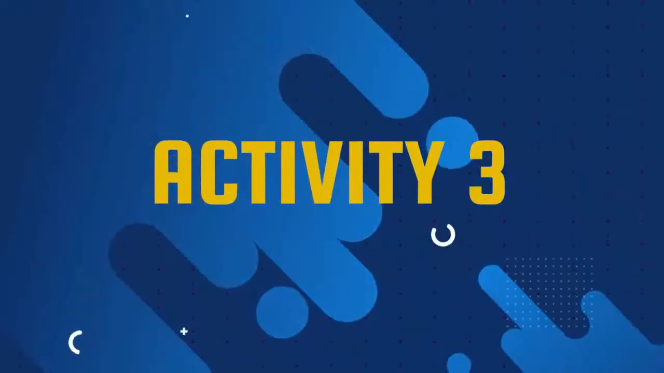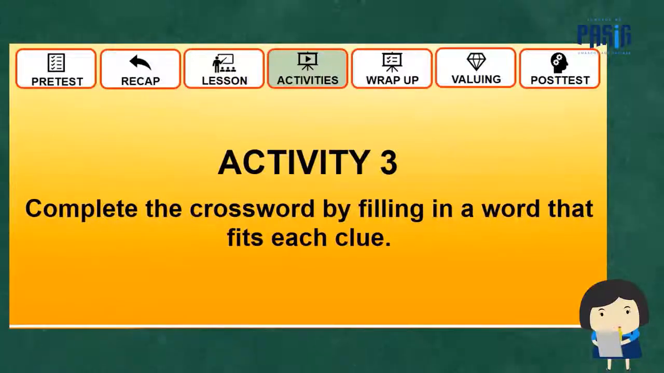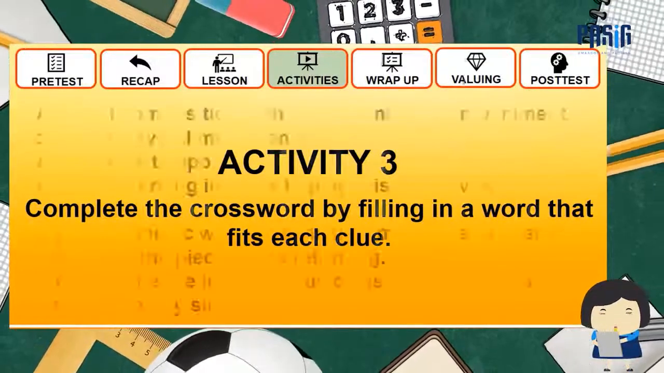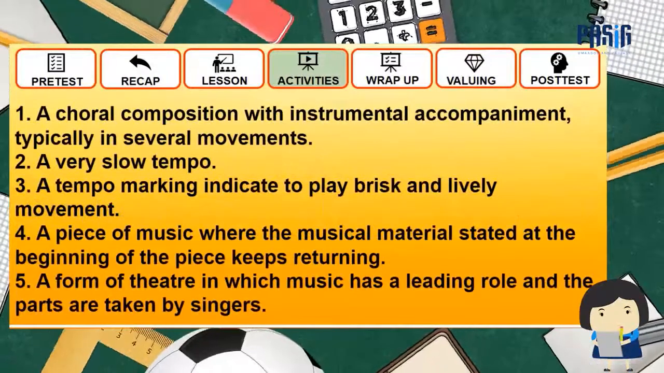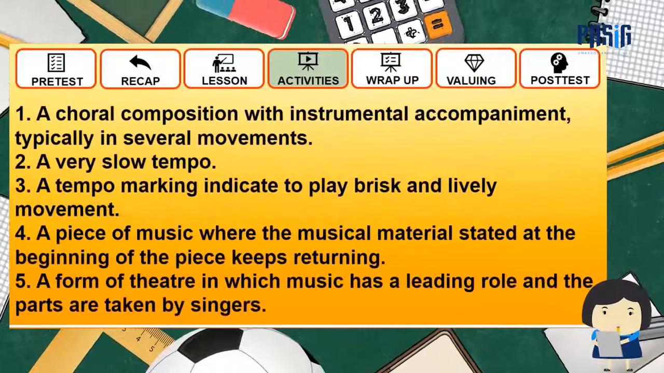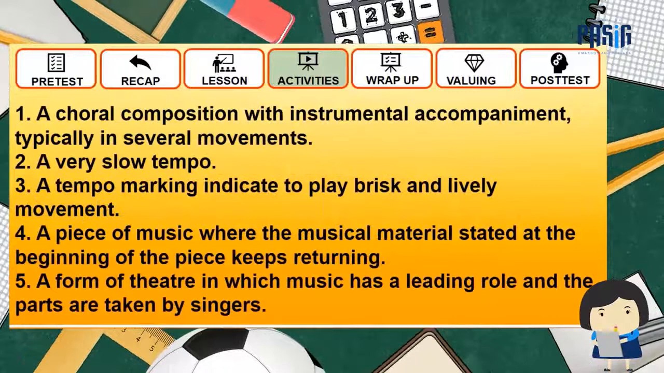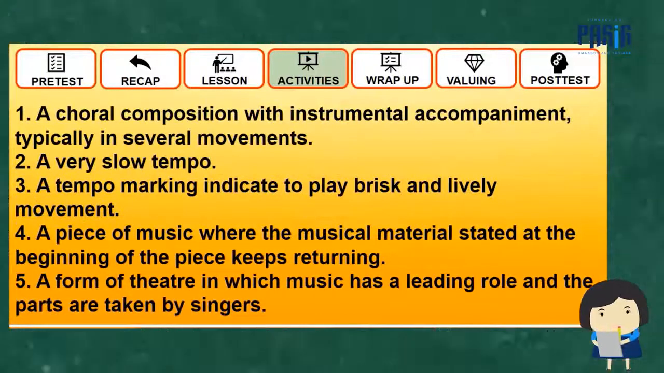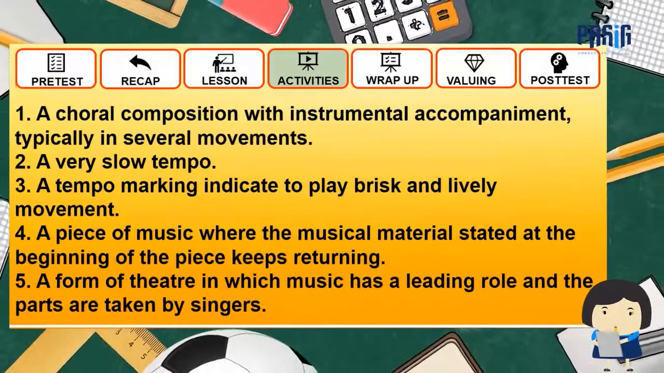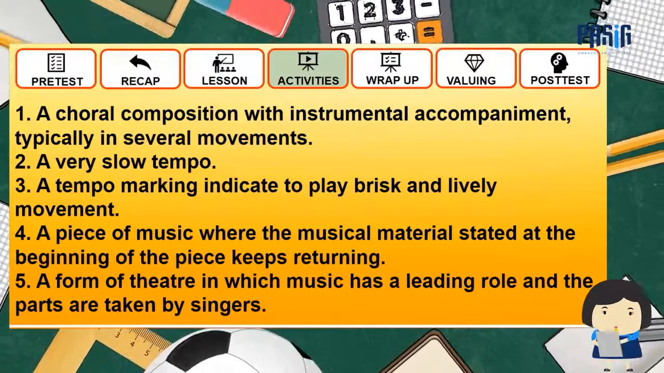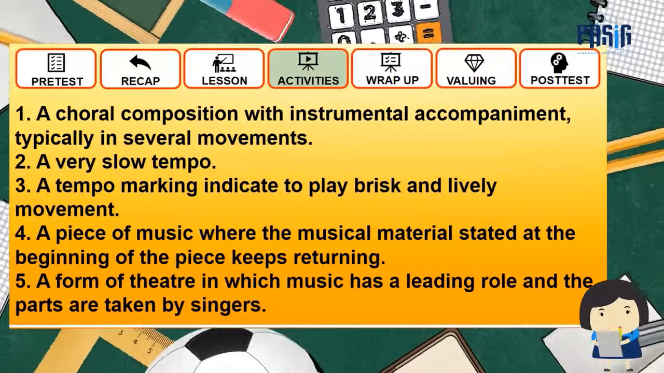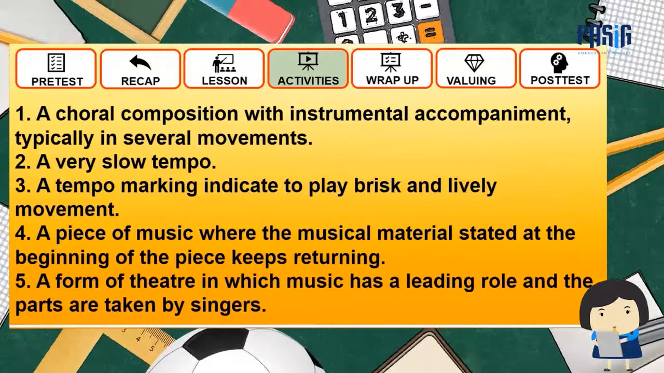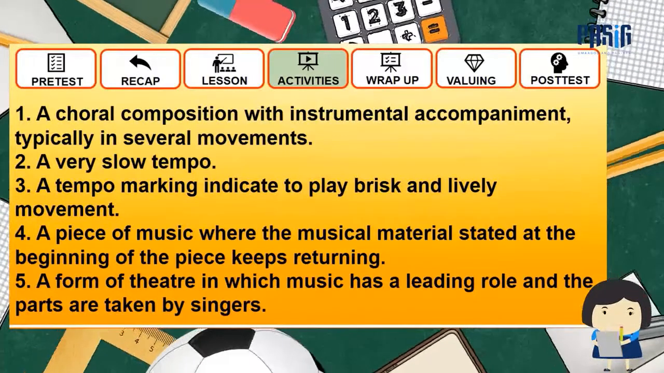Activity 3. Directions: complete the crossword by filling in a word that fits each clue. Number 1. A choral composition with instrumental accompaniment, typically in several movements. Number 2. A very slow tempo. Number 3. A tempo marking indicating to play brisk and lively movement. Number 4. A piece of music where the musical material stated at the beginning of the piece keeps returning. Number 5. A form of theater in which music has a leading role and the parts are taken by singers.